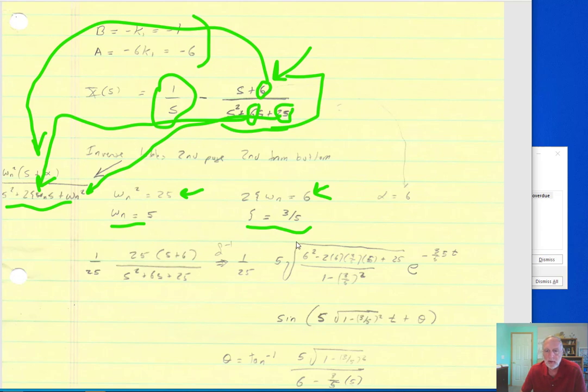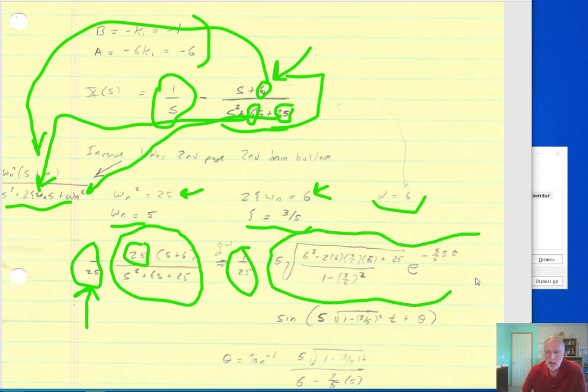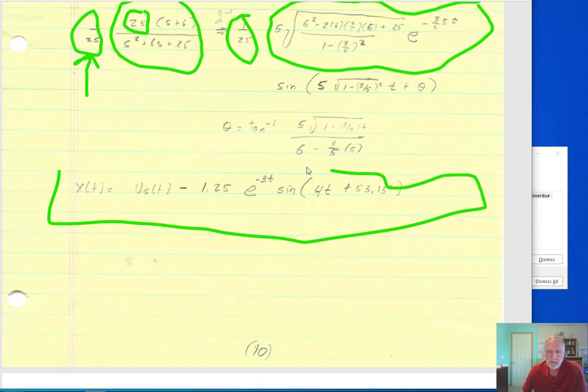The only other thing we need to do here: alpha is 6, and the formula needs a 25 here. It needs an omega n squared, and we don't have that. So what we do is we multiply and divide by 25, and then we use the table just on this part and make sure that we multiply by 1 over 25 when it's all said and done. So here's the multiplier, here's the formula that we got from the Laplace table I showed you down below, and you work all the numbers out, and here's the solution that you get.